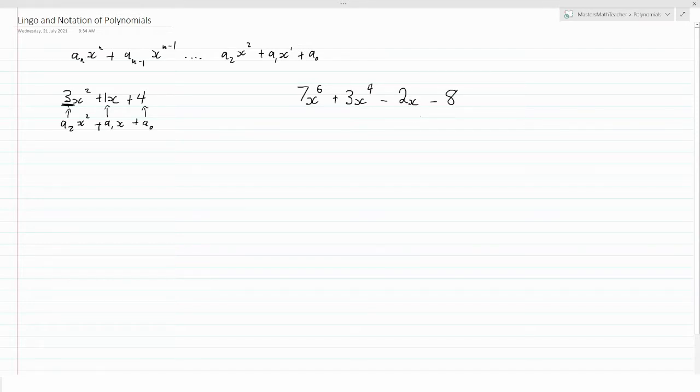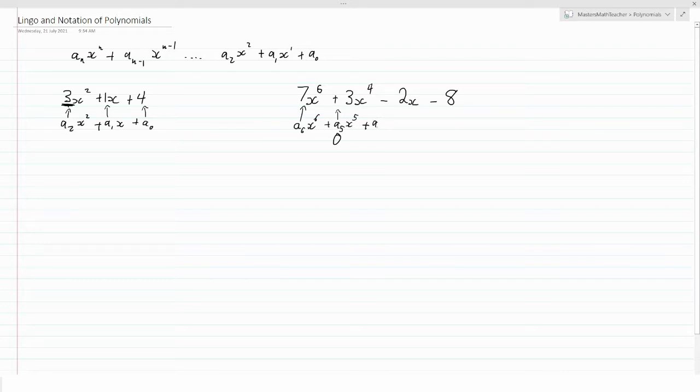This is also a polynomial. We've got a6, which is 7, because it's the coefficient of x to the 6. But what about a5? Well, there is no power of x to the 5 here. So it's actually 0. Okay, so this means this is still a polynomial, even though we skipped that term.